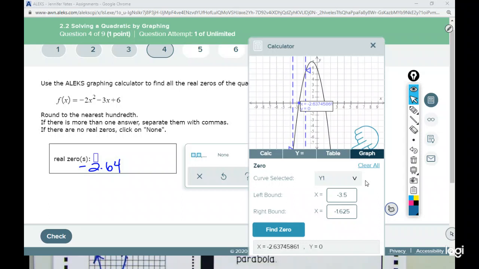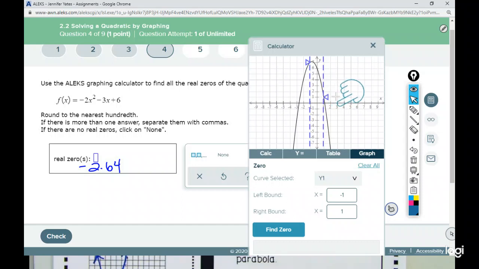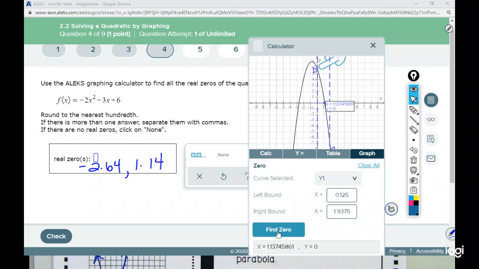Okay, I found if you hit clear all right here before you go to that second 0, that it resets your blue lines. Goodness, gotta use my mouse. And then you need to drag them so they are on either side. All right, I've got an x-intercept in between 2 blue lines. I can hit find 0. This is another one I'm going to have to round. 1.14.